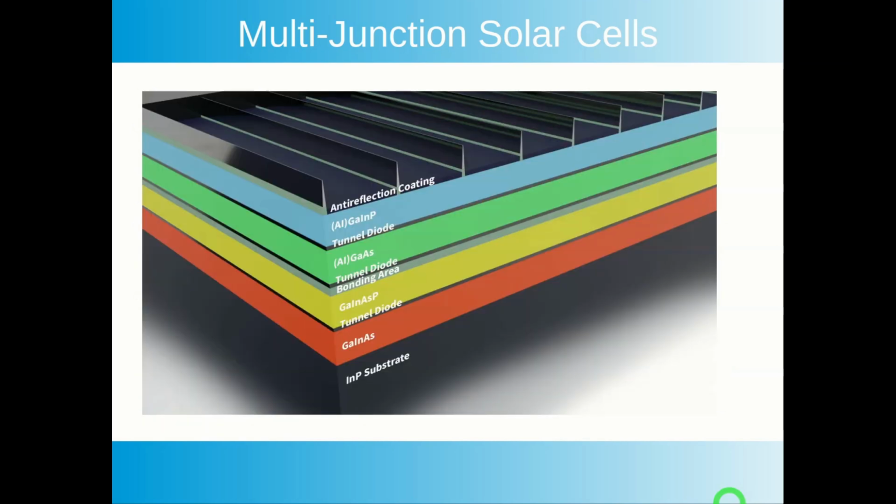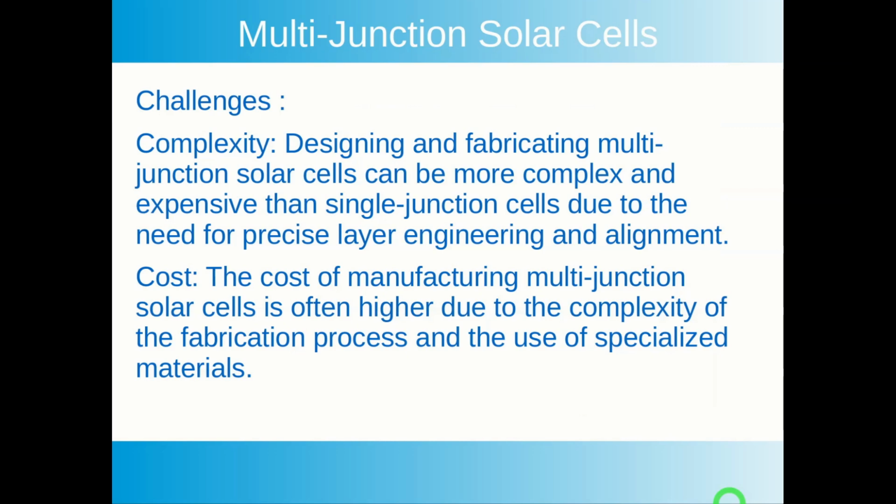Here is an example of a multi-junction solar cell. The challenges of multi-junction solar cells include complexity in the design and fabrication of these cells, because they need precise layer engineering and alignment between the layers, and this increases the cost, which is higher because the manufacturing processes require specialized materials and also are very complex.